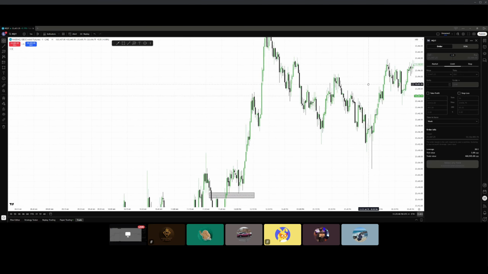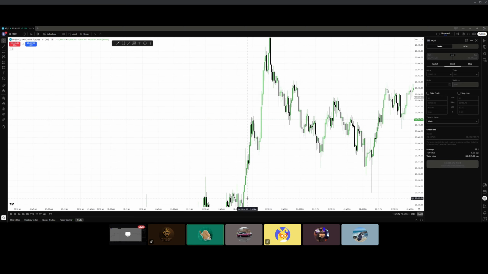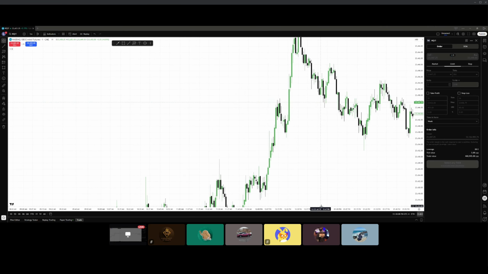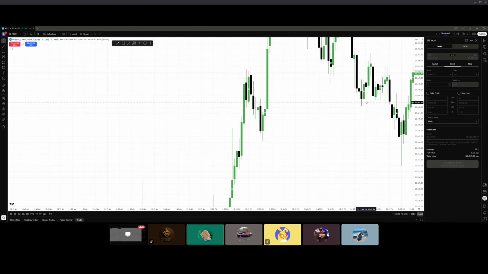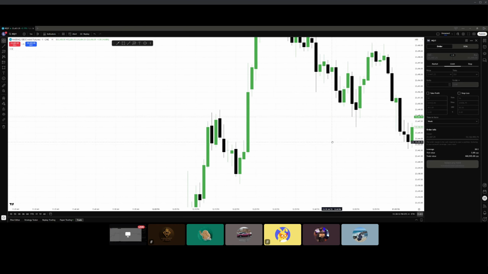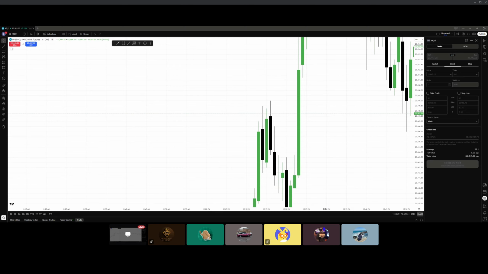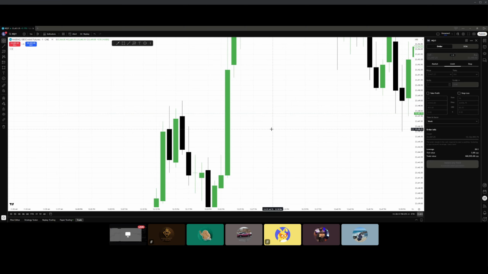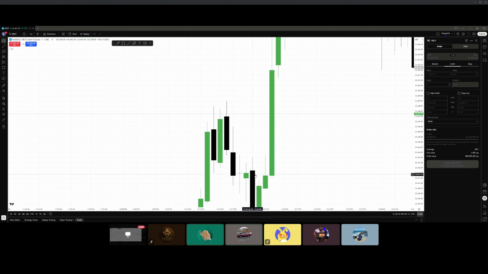If you look through here, there's 1, 2, 3, 4, 5, 6 fair value gaps all through right here. 7. So I'm just gonna make a big candle. So let's look at this candle right here.